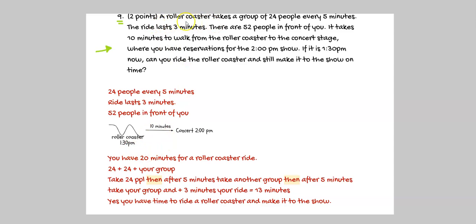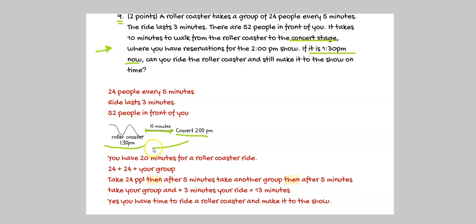All right. So you are at the roller coaster, and it says 1:30, so it is 1:30 p.m. now. There are 52 people in front of you, right? And you need 10 minutes to walk to the concert stage, and you have to be there at 2 p.m., right?